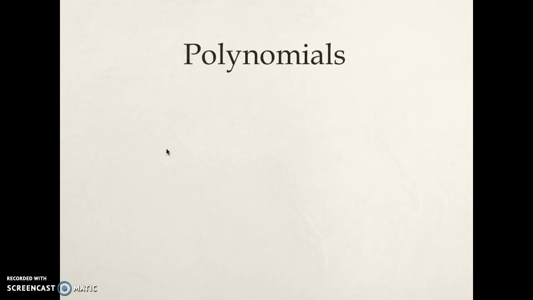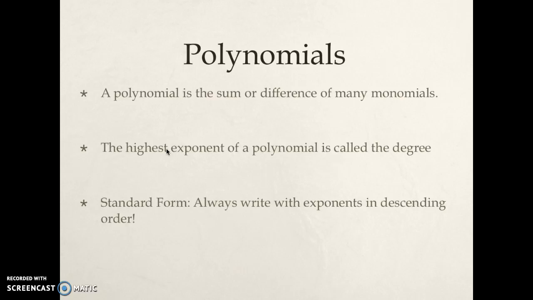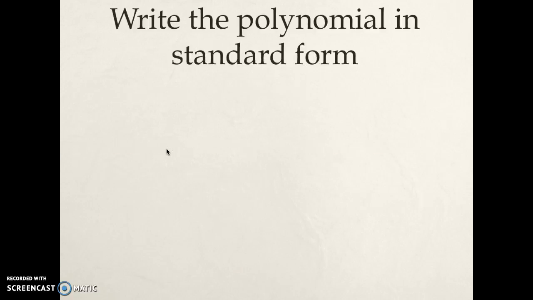Now let's move on to polynomials. A polynomial is the sum or difference of many monomials. The highest exponent of a polynomial is called the degree, and standard form is always written with exponents in descending order. And that's very important. The exponents have to be in descending order. It's saying going from 5, 4, 3, 2, 1, and so on. So let's write these polynomials in standard form.